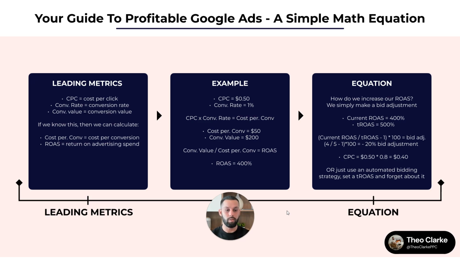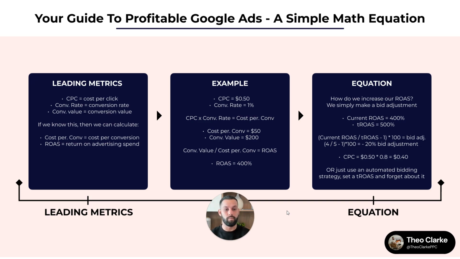So once we've determined our cost per conversion, we of course will also be able to see inside of our Google Ad account or inside your website dashboard what the conversion value was for that particular sale. Let's assume in this particular instance, the conversion value was $200. We can then use these two numbers to calculate your return on ad spend.